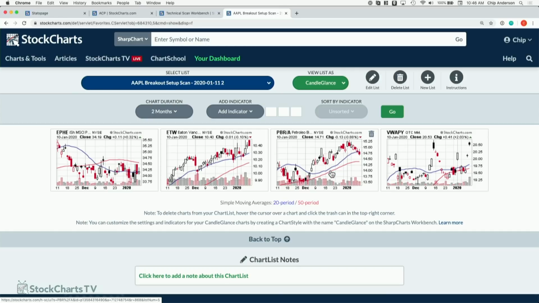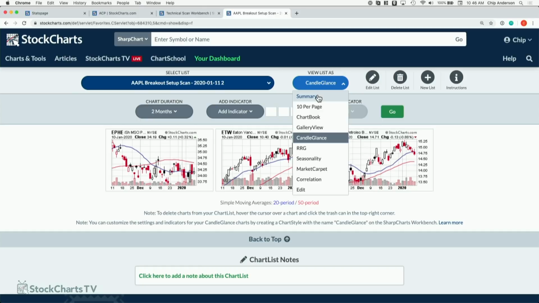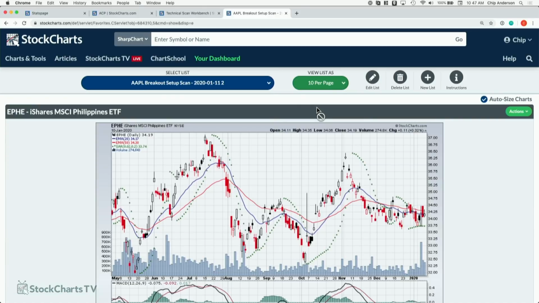Something that might be a little more interesting in this case would be, let's go with the PBR-A. This one is a rising one, has been rising for a while. PBR-A looks a little different, and so maybe that's the one we want. This looks like it's very low, relatively low volume with lots of gaps. That's not the kind of stock I want to trade. I might keep that one too. So now we've quickly reduced the number to 3 from this original. Let's go back to 10 per page.